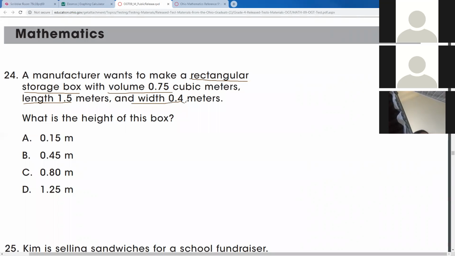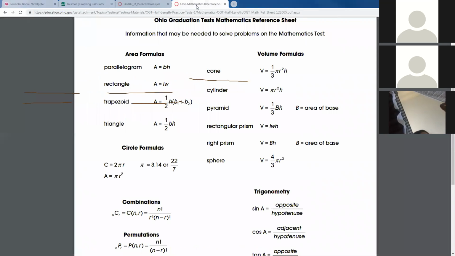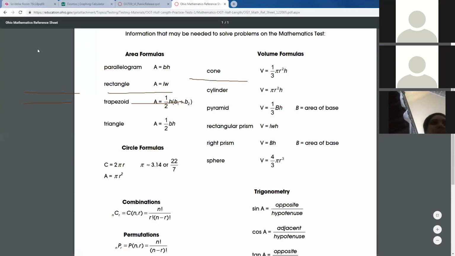So now we have to know, okay, rectangular storage box, which one of these things on the reference sheet, and ignore the underlined brown stuff, that was from the previous page. So which one of these was our box? I said one of those is just a fancy word for a box. That was the prism, the rectangular prism.